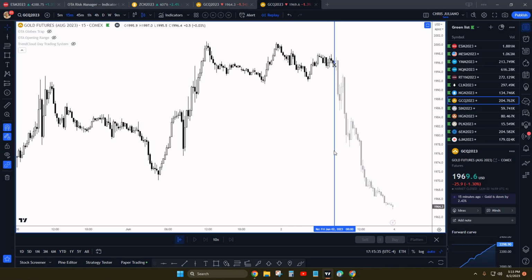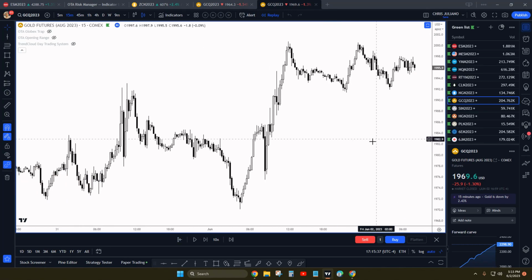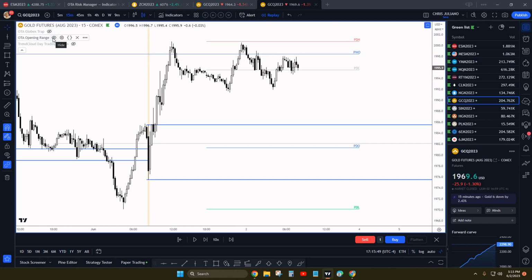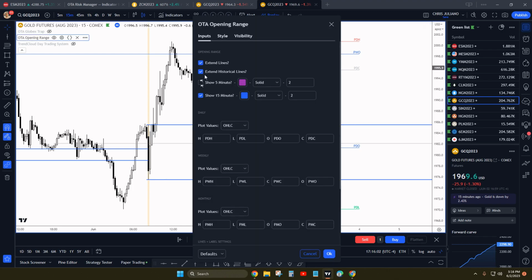We'll go right to 8 o'clock, June 2nd. There we go. Turn on your OTA opening range. Make sure you unclick auto so that it doesn't scrunch up the chart. And there you go. So all the lines are put on there. And I also have turned on the extended lines, extend historical lines.